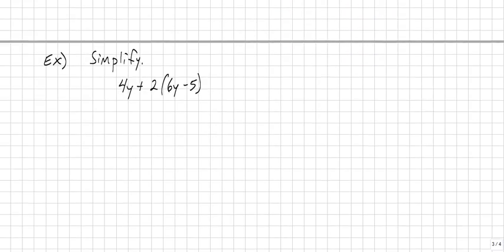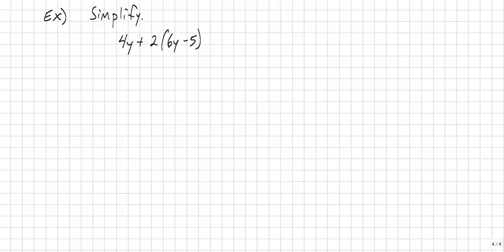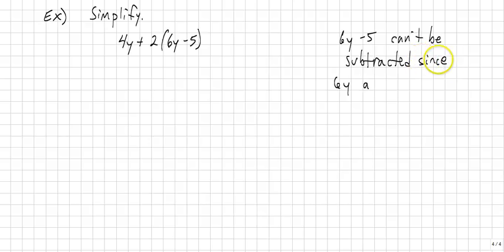Okay, let's just do a quick example using some of these concepts. So let's say you're supposed to simplify 4y plus 2 times the quantity 6y minus 5. So using our order of operations, we have to do the parentheses first. Well, inside the parentheses, we have 6y minus 5. Well, those are not like terms, so we cannot subtract those. So 6y minus 5 can't be subtracted, since 6y and negative 5 are not like terms.